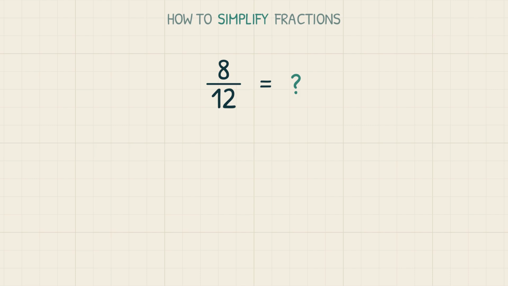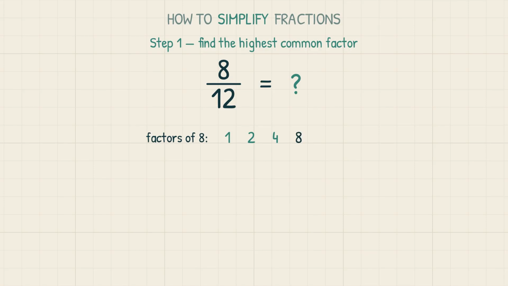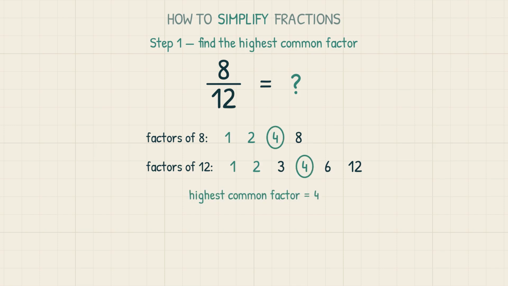Let's simplify 8/12. The factors of 8 are 1, 2, 4, and 8. And the factors of 12 are 1, 2, 3, 4, 6, and 12. The biggest factor they both share is 4. That's the highest common factor.